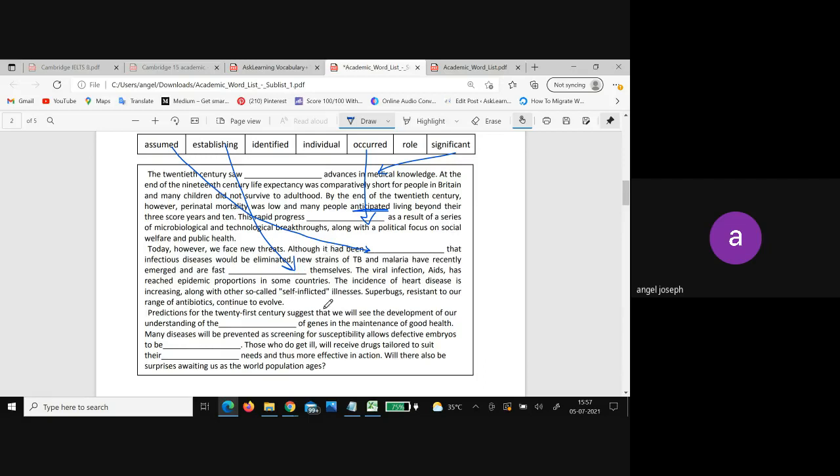Okay, so once again I'll read the sentence. Although it had been assumed, okay, ingane vicharichirunnu that infectious diseases would be eliminated, new strains of TB and malaria have recently emerged and are fast establishing themselves. Adu ingane padavadeyenu padarnondirikkunnu adippalum ippam nammal idu parayumbodhu adu padarnondirikkuvaanu. Just like COVID, like I said.